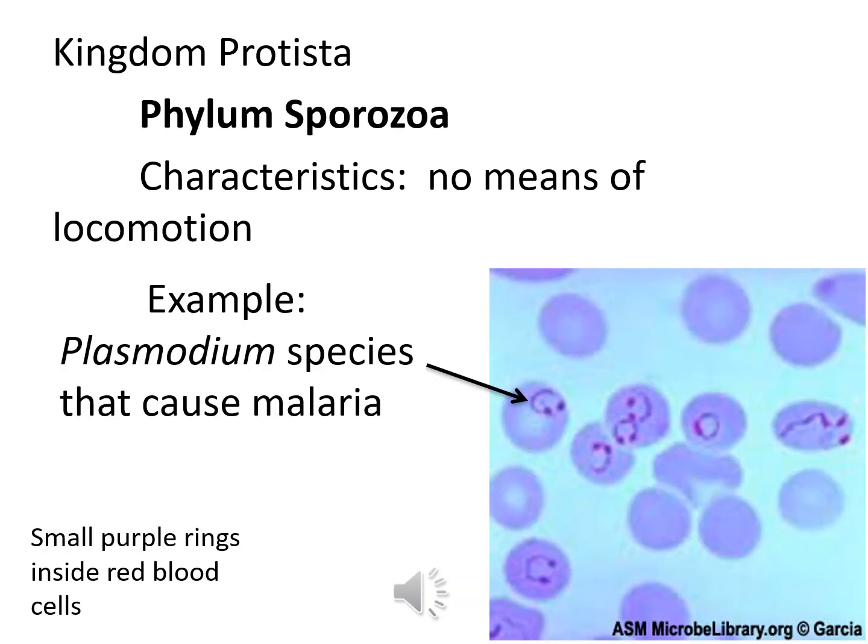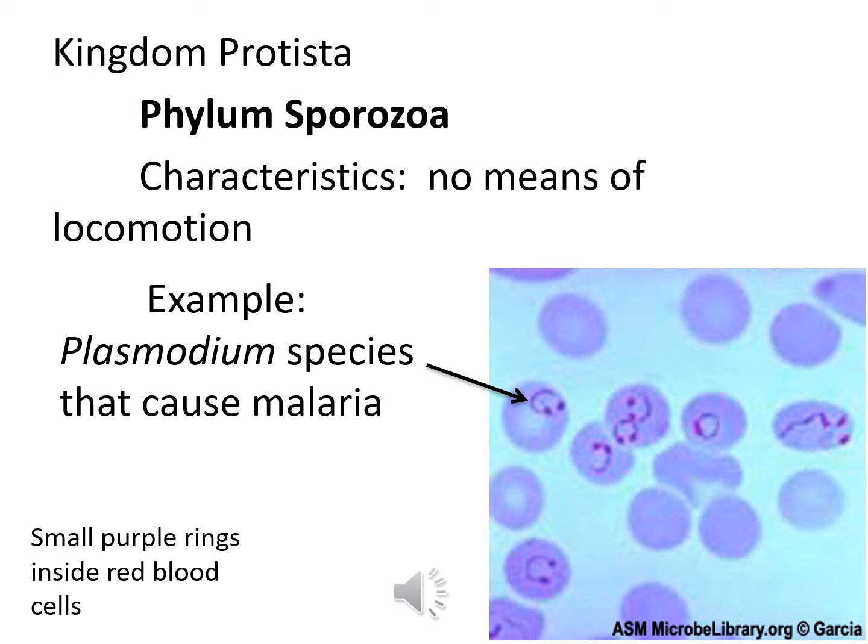There are many different species of Plasmodium. They're all in kingdom Protista. They're in phylum Sporozoa. The characteristics would be no means of locomotion. That's actually a little weird. They don't have cilia or flagella or fake feet. They're just kind of floating on the sea of life. Oh wait, sorry, wrong video.